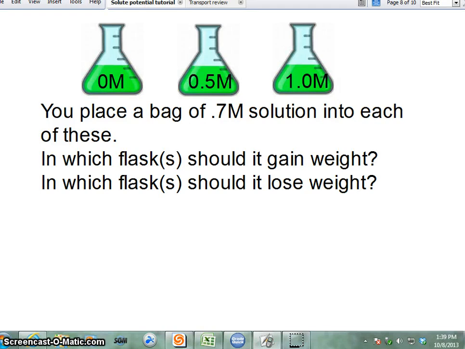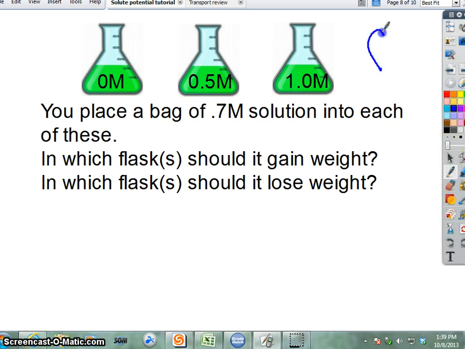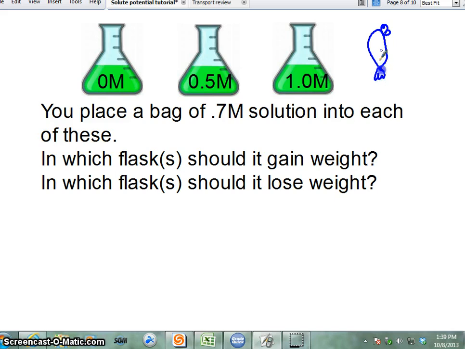All right, so this is to clarify from yesterday. Here's the idea. If I have a bag that contains a 0.7 molar solution, and I put that bag of 0.7 into my flask of 0 molar solution, basically pure water, what should happen to that bag?